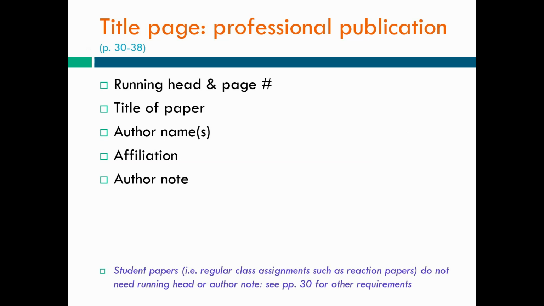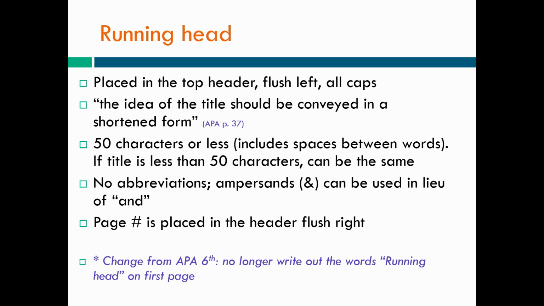So a running head and a page number, that's necessary. The title of the paper, author names, affiliation, and author notes. So let's go ahead and jump into each one of these subsections. For the running head, that needs to be at the very top of the paper. You're going to insert this via a header. You're going to flush left, meaning that you're just simply moving the running head as far left as you can along the top of the paper. Everything is in caps. And the running head really should be a quick statement that encapsulates what the paper is about.